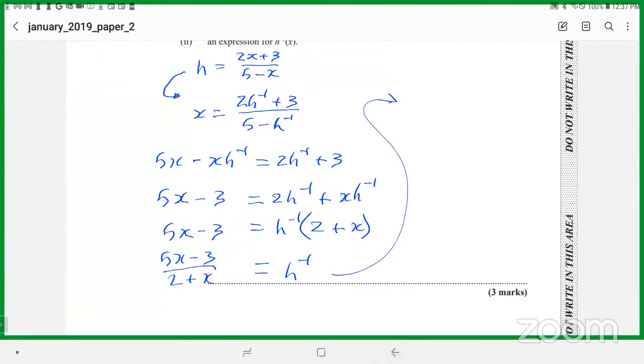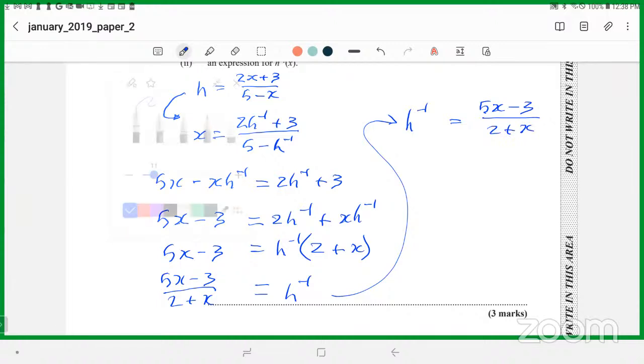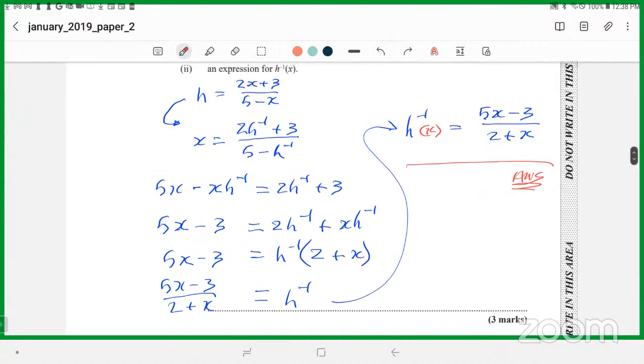So it becomes h to the minus 1. What happened there? My mistake, pressed the wrong thing. Right, so it becomes h to the minus 1 equals 5x minus 3 over 2 plus x. And this is h to the minus 1 of x. This is what I wanted. So this is our answer right there. 3 marks for that. Well, it's 3 marks for everybody, so it doesn't matter. But okay with that?